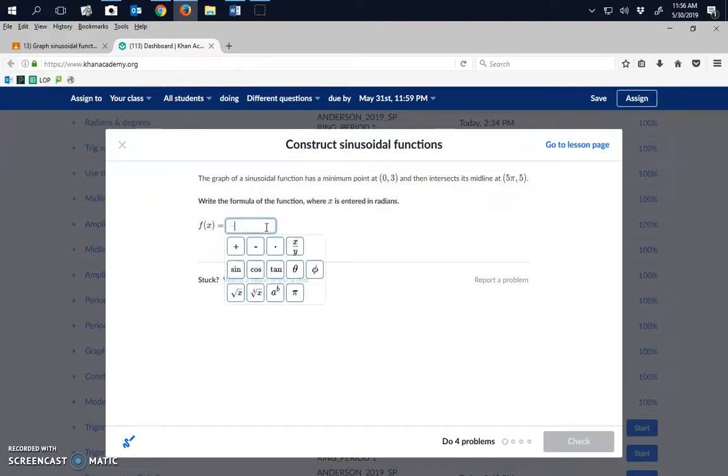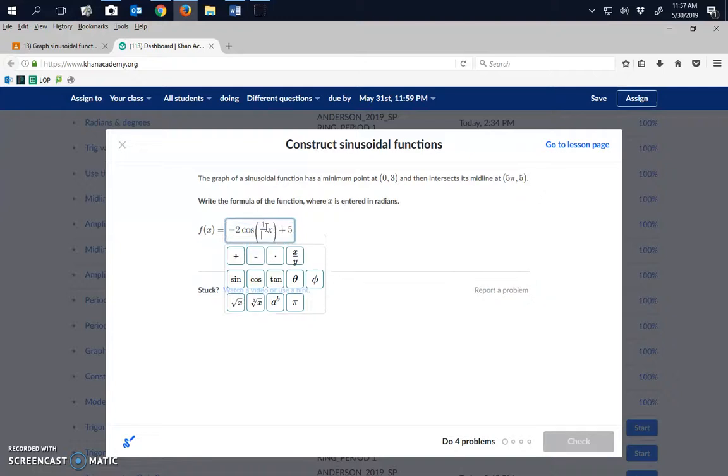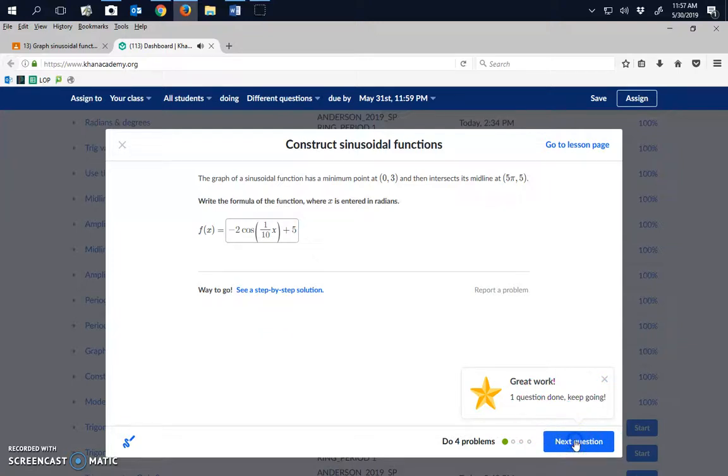So negative 2 cosine parentheses. Oh, I have caps lock on. Cosine parentheses. I'm going to come back to that. Plus 5. So parentheses. We have our x here. We'll do 1 divided by 10. Like so. And check. And right. Next question.